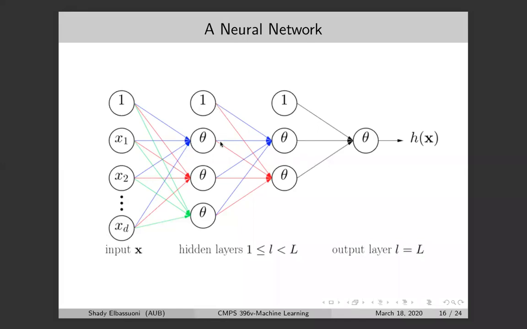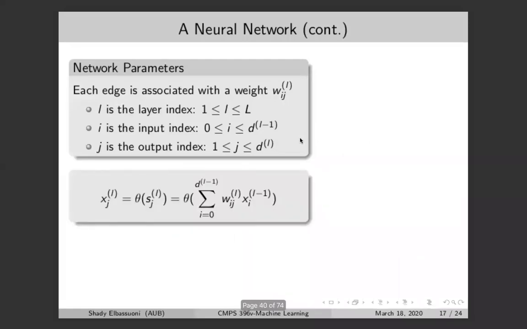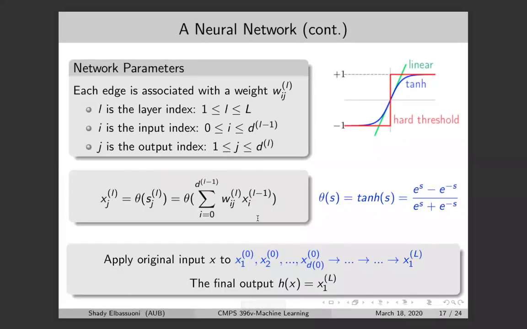So I get some inputs here, x0 of 1, x1 of 1, x2 of 1, and x3 of 1. These get multiplied by the weights of these edges of this layer. That gives me the signal here, s1 of 2. That gets passed through the nonlinearity to give me x1 of 2, and so on. Okay, so I apply the input to the next layer and to the next layer and to the next layer. Finally, I get the output, which is the prediction h of x is equal to x1 of L.